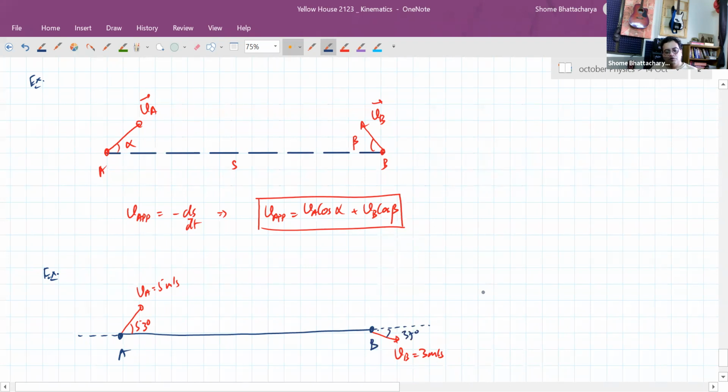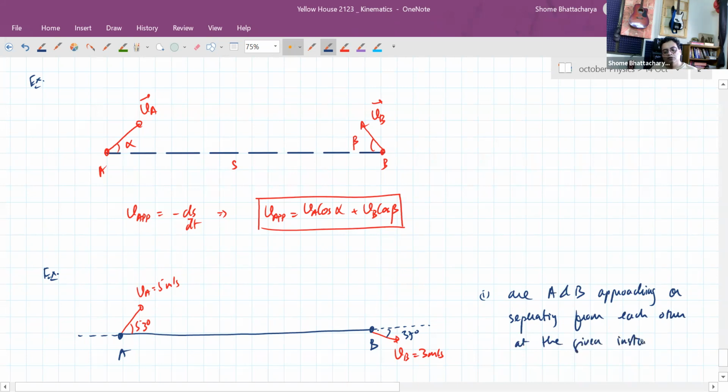So first thing here is, are A and B approaching or separating from each other at the given instant, and accordingly find the approach or separation velocity, whatever might be the case. Okay.